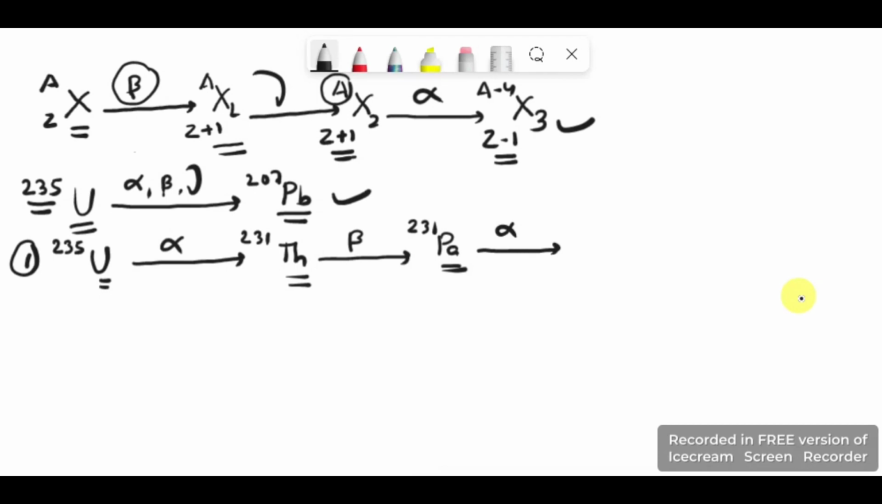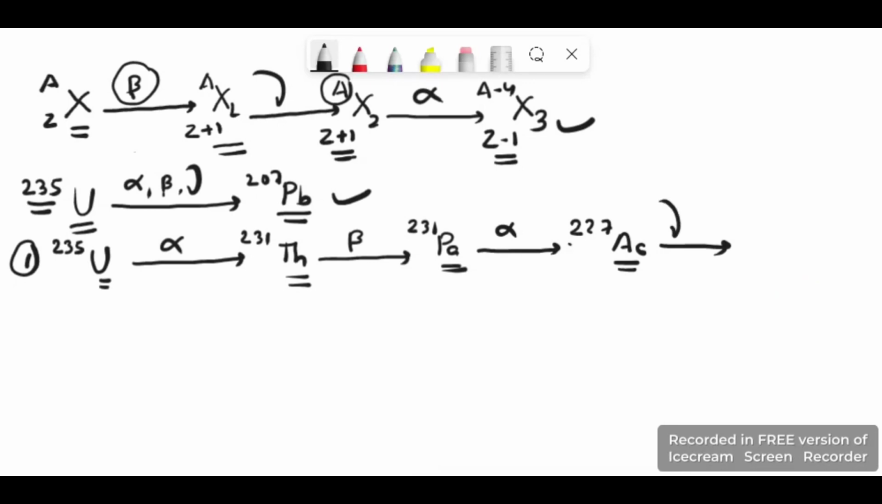During the emission of alpha particles, mass number decreases by how much? 4. So just subtract 4 from 231, and we will get 227. The product we got is actinium. Again, this actinium undergoes a series of radioactive decay, and during this process a gamma particle is emitted.